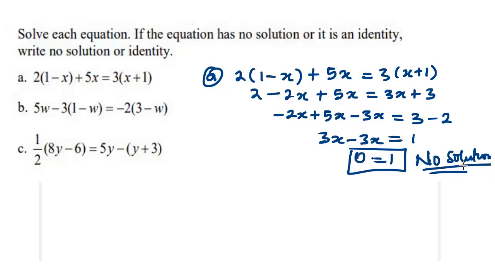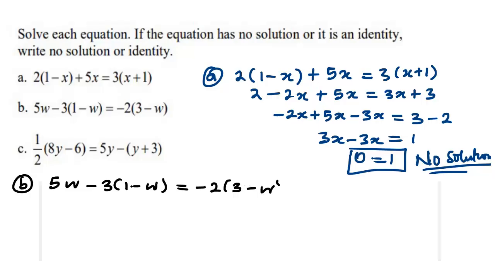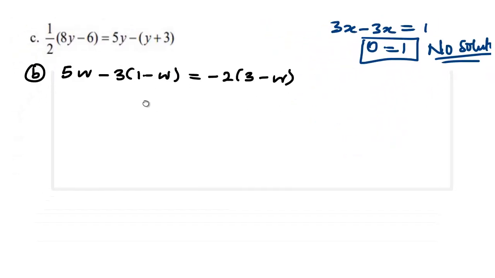So that implies that that's no solution. So let's move on to B. For question B, we have 5w minus 3 into bracket 1 minus w is equal to minus 2 into bracket 3 minus w. All right, so let me move this up.